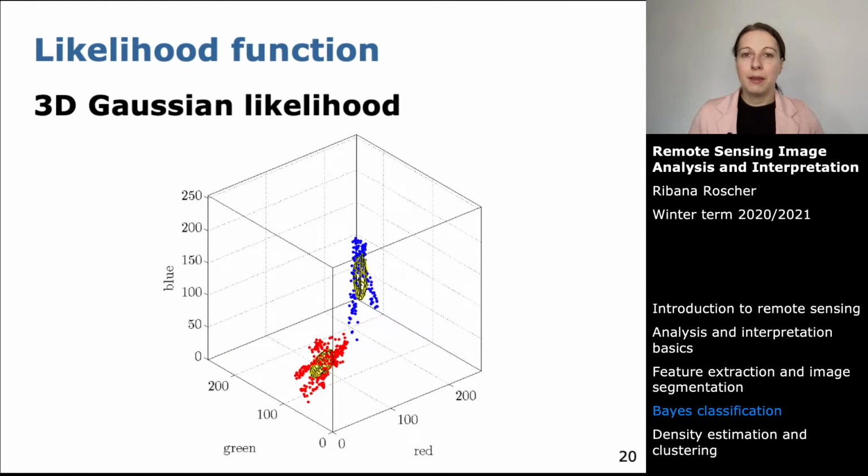And because we have three features, so we have red, green, and blue, this is what our feature space would look like. And now you have ellipsoids. So these yellow ellipsoids are the 1 sigma ellipsoids, and they can be interpreted in the same way as for the 2D Gaussian likelihood. So the center again will be the 3-dimensional mean of the class-specific distributions.